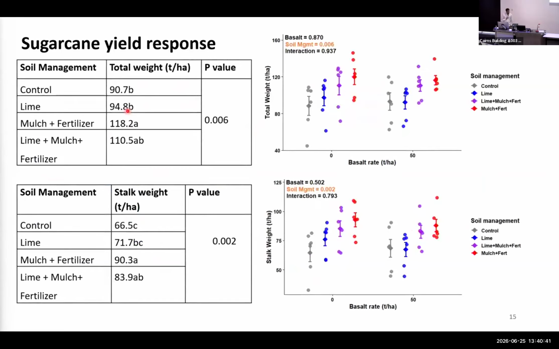We also harvested the first year sugarcane in 2025, and the total yield and stalk weight were significantly influenced by the application of lime plus mulch plus fertilizer and mulch plus fertilizer. Here we had no significant effect or no agronomic benefit from basalt.